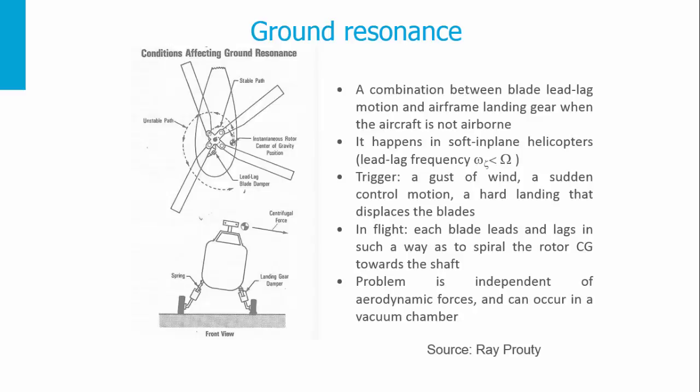In flight, each blade will lag and lead in such a way as to spiral the rotor CG towards the shaft. The problem of this instability is not due to the aerodynamic forces, but it's a pure resonance between the two modes, as I said, the lead lag of the blade and the landing gear. So, how important is the Coriolis effect for helicopters? It is very important as it results in an instability.